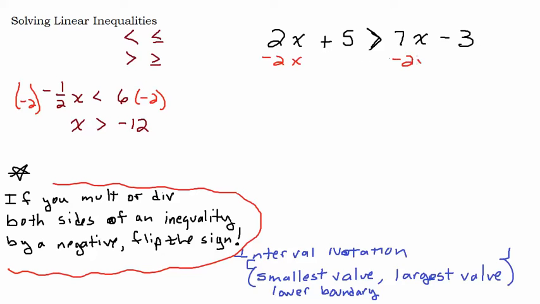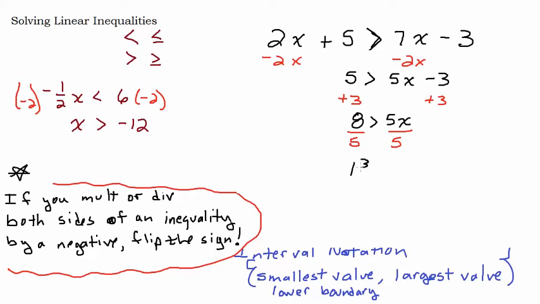And if we do that, then we end up with 5 is greater than 5x minus 3, and we won't have to divide by a negative at the end. If you keep this x term coefficient positive, you won't have to worry about multiplying or flipping the sign. Let's go ahead and finish this. We're going to get a fraction. We haven't done a fraction one yet. Here I'm dividing by 5. All right, it's not dividing by a negative, so I don't have to worry about it. So I get 1 3/5 is greater than x.